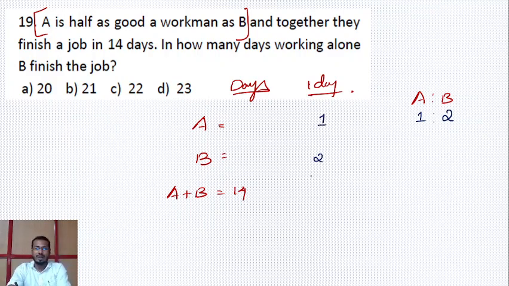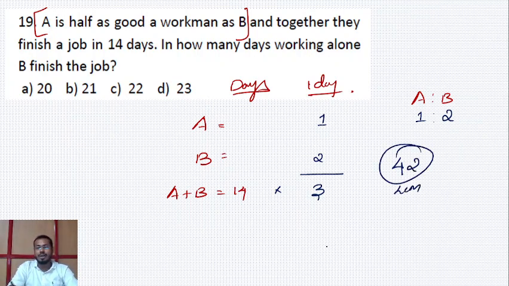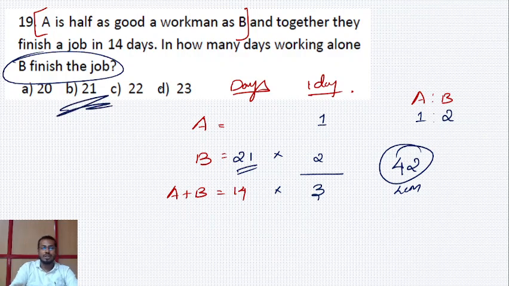So now as usual, A can complete 1 chocolate in a day, B completes 2 chocolates in a day. So totally both of them can complete 3 chocolates in a day. From this I can find the LCM. 14 times 3 is what? 42. 42 chocolates is the LCM, the job allocated to them. Okay, what is the question? How many days does B take to complete the job? So B can complete 2 chocolates in a day. If you want to complete 42 chocolates, then it takes 21 days to complete the entire job.